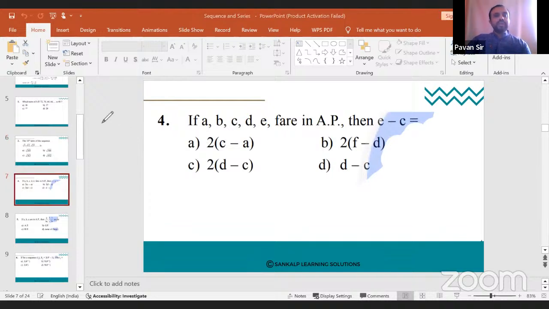Fourth question. If A, B, C, D, E are in AP, then E minus C is what? Again, 10 seconds time for you. Fast, make it fast.